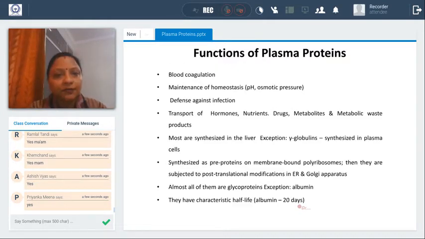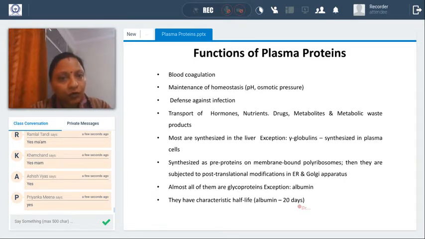What are the functions of plasma proteins? First and foremost important is blood coagulation, you all know. Second important is maintenance of homeostasis like pH and osmotic pressure. Albumin is the most important protein for this purpose. Defense against infection, you all know, all immunoglobulins. Then transport of hormones, nutrients, drugs, metabolites, and metabolic waste products. An important protein is again albumin.